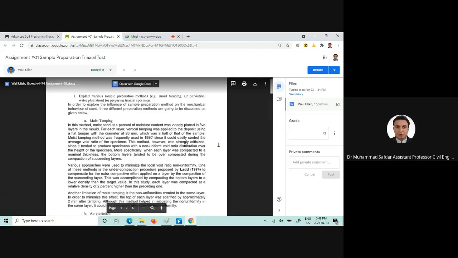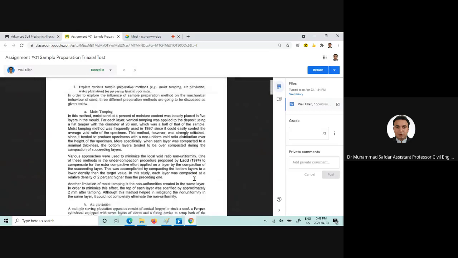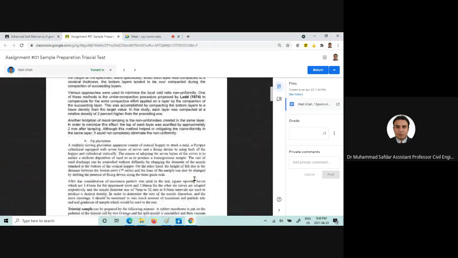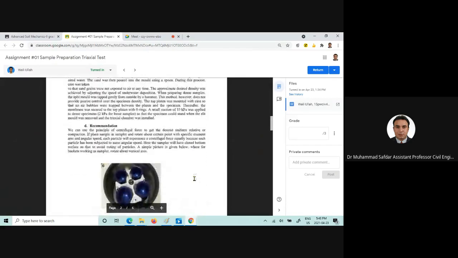Well, this is a very interesting paper for you. Okay, please read this paper. LAD 1974 and 1978, I guess. These are the papers under compaction technique. These are discussed. Water pluviation recommendation.